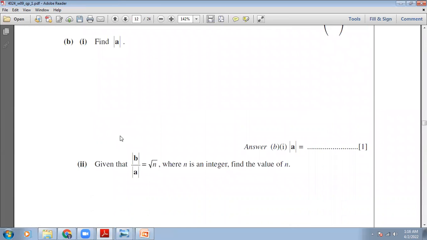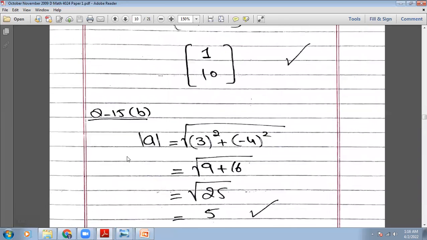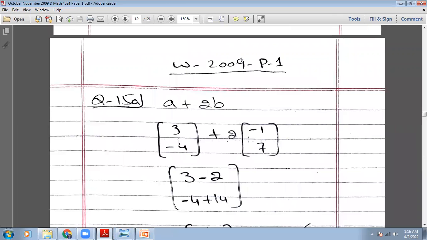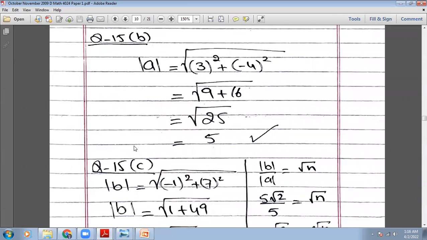Then he says find the magnitude of the matrix A. So this is the matrix A, (3, minus 4). So the magnitude is the square root of x squared plus y squared. So the magnitude of A will be the square root of 3 squared plus (minus 4) squared. So it will be 9 plus 16, and then you will have 25. So the square root of 25 will be 5. So the magnitude of A will be 5.